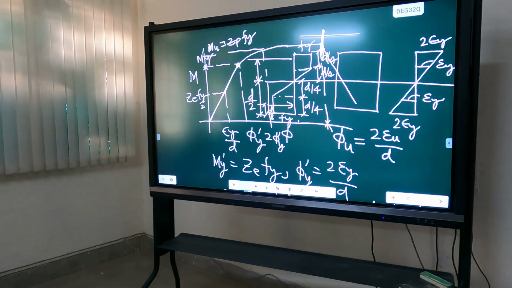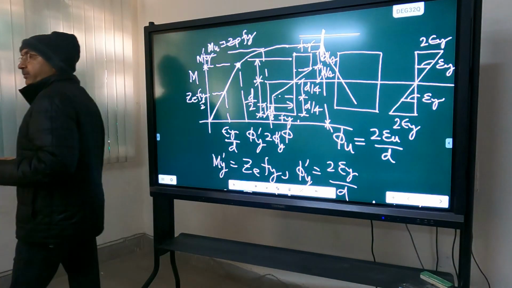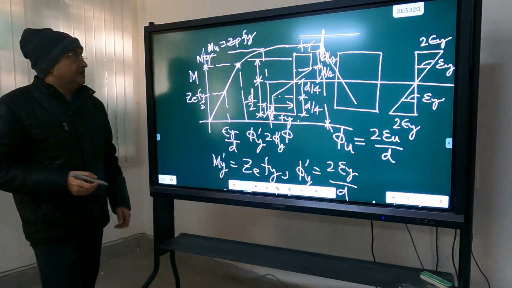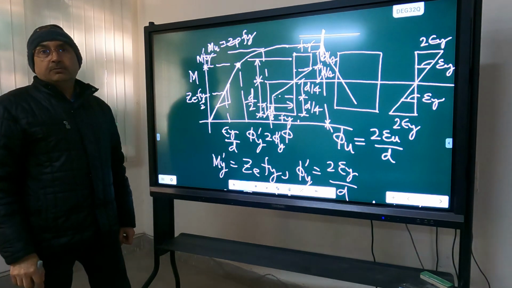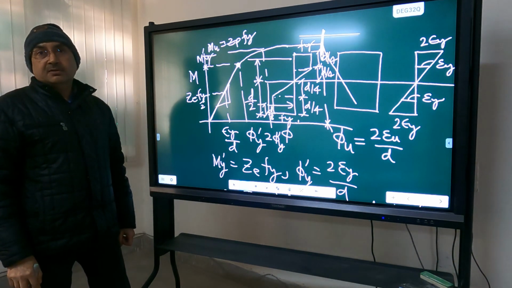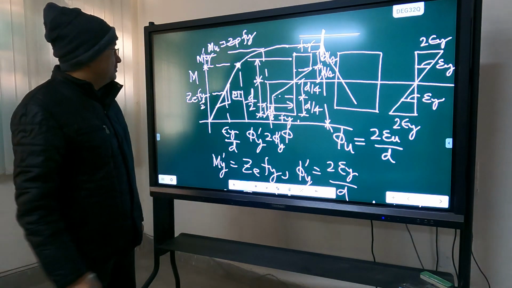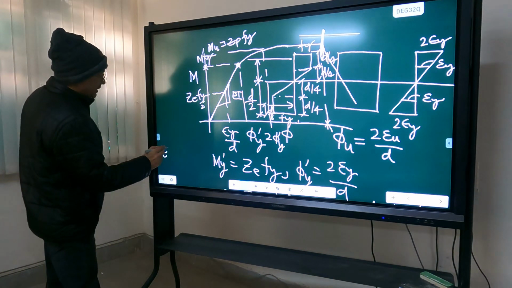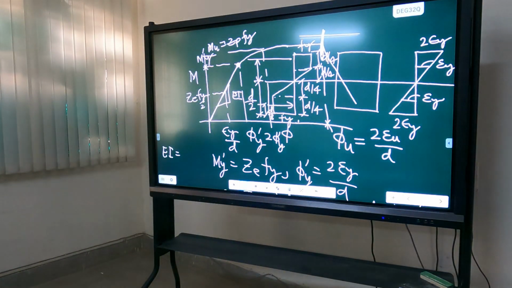Okay, and then this will continue up to the ultimate curvature phi u is reached. That will depend upon epsilon u by d. Now I told you, what is the slope of this curve? Can you calculate in our case how much is the slope? Let us say this EI is the slope. How much are you getting for this EI? Any point on this straight line you can take. You divide moment by curvature.